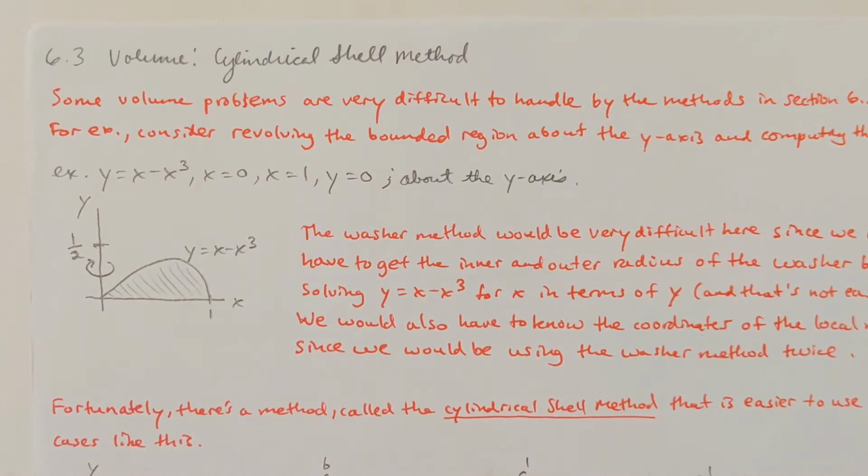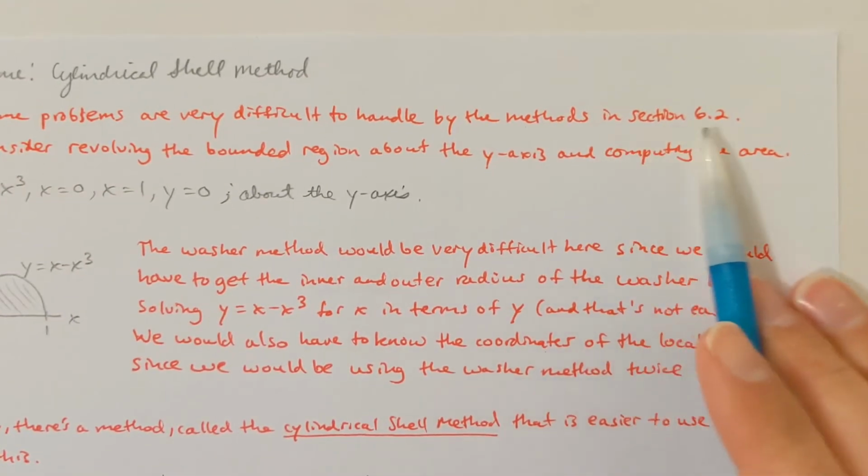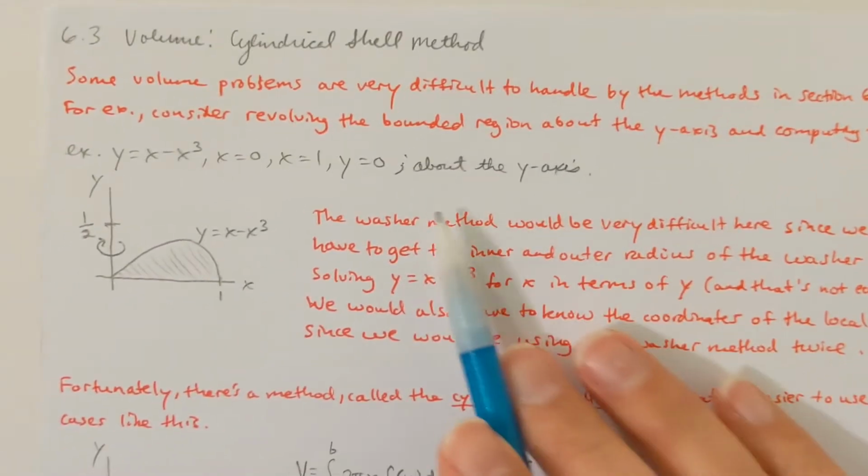Okay, we'll keep talking about volume here, and I'm going to begin section 6.3. In section 6.2, we talked about the disc and washer method, and in this section we'll introduce the cylindrical shell method, or just simply the shell method, we sometimes say. Some volume problems are very difficult to handle using the methods that we looked at in section 6.2.